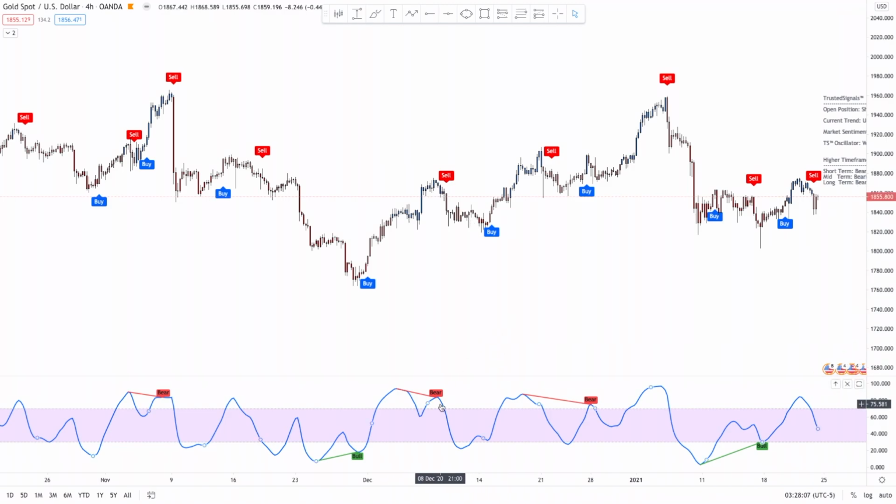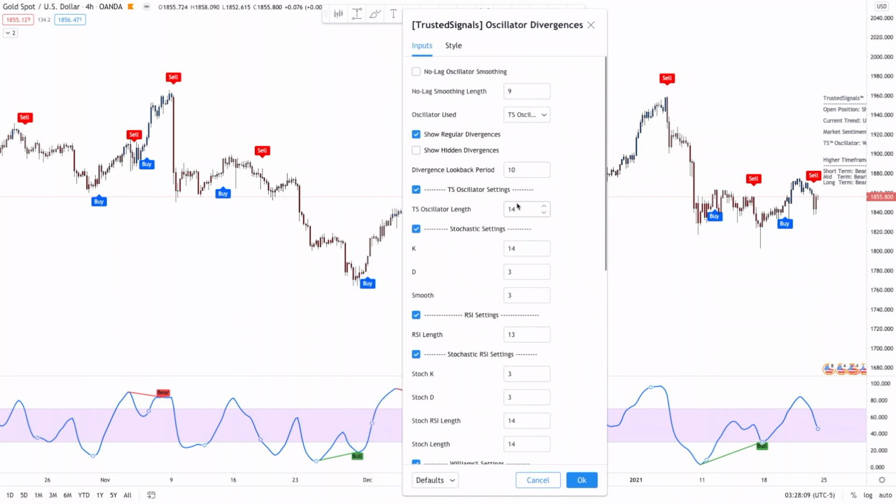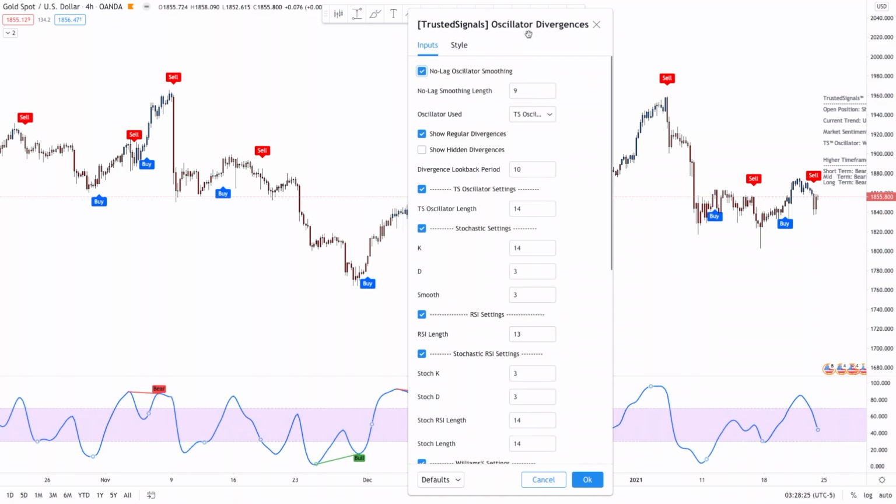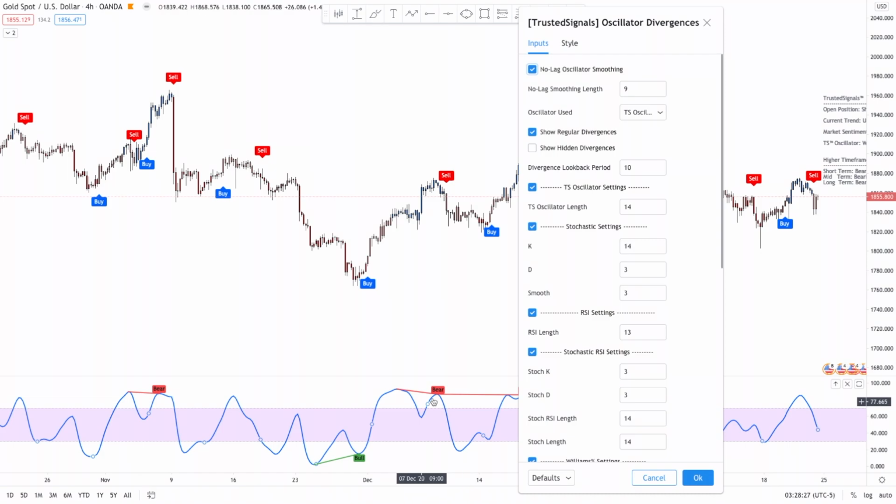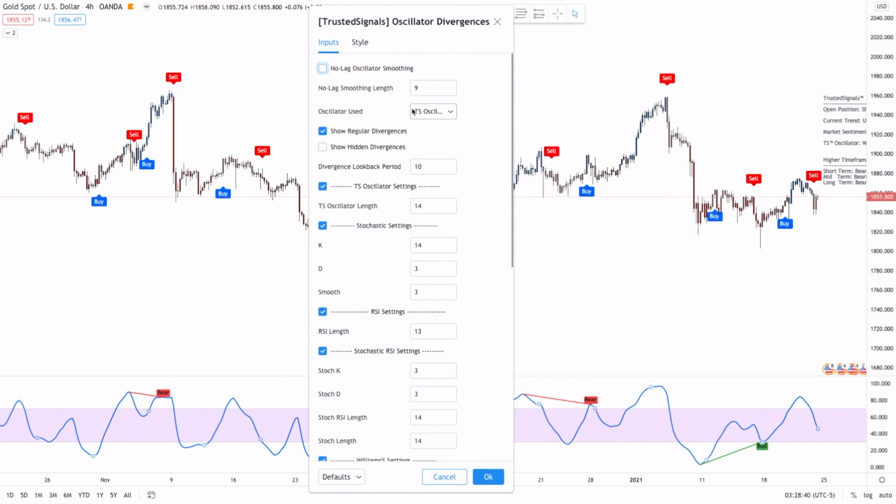The settings for the oscillator are by default 14 length. Just like the buy and sell signal settings. By default, the oscillator is set to the best settings our expert team has found. We can also see the option for no lag oscillator smoothing. A smoothed oscillator is an exponential oscillator, only with a longer length applied. The smoothed oscillator is plotted as a blue line, using the difference between two moving averages. It can be used to help identify divergences, short-term variations from the long-term trend.